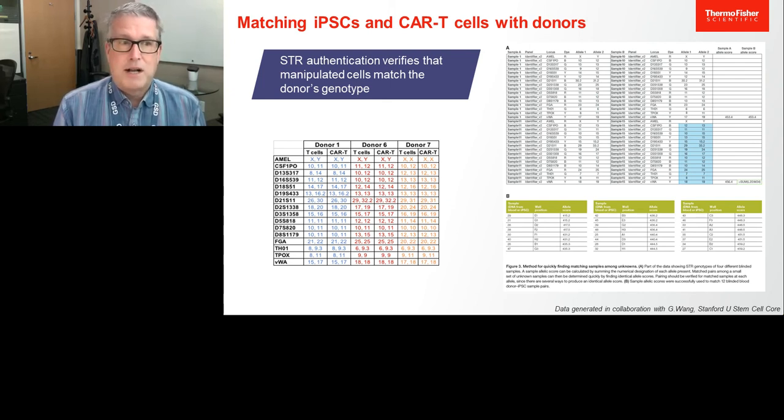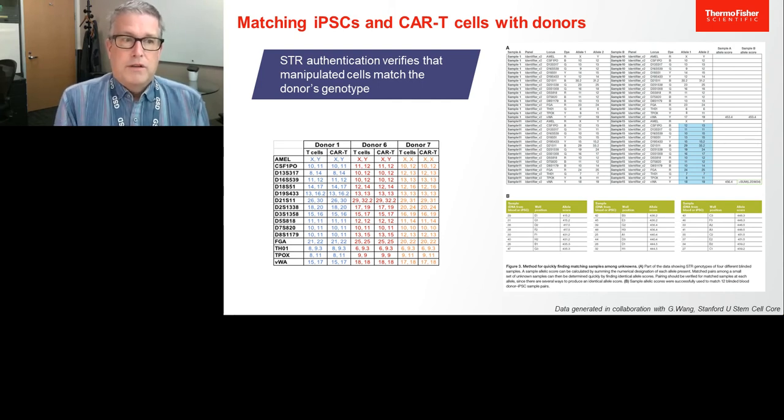So this is described in an application note. I should say this work was done in collaboration with Dr. Wang at Stanford University. And the work describing this is in an application note that you can download from our website.